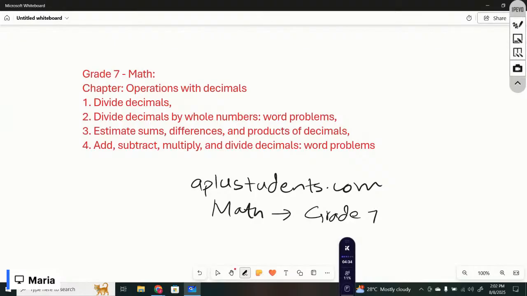We're going to start with the chapter Operations with Decimals. The lessons we're going to cover today are divide decimals, divide decimal by whole numbers, word problems, estimate sums and differences, estimate sums, differences and products of decimals, add, subtract, multiply and divide decimals, word problems. So please make sure you have your notebook and pencil so that you can note down the important examples and definitions as well.